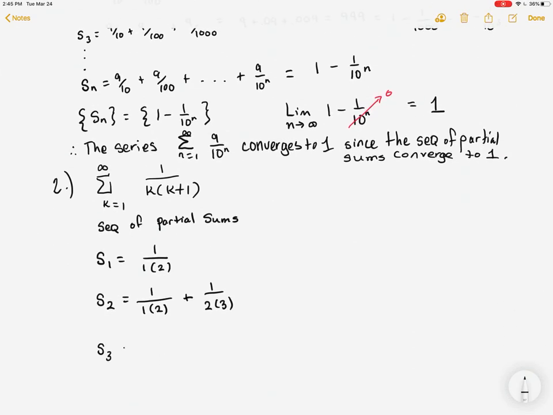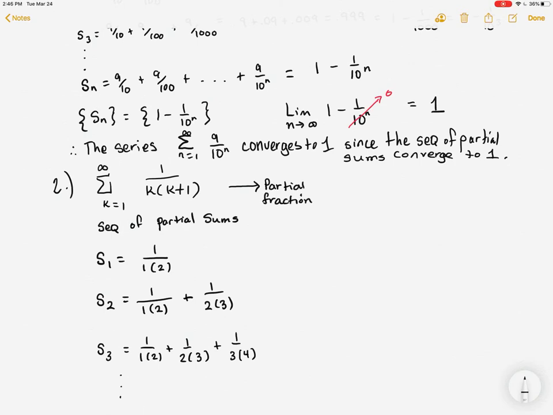The next one, S3, is the sum of the first three terms. So the first term plus the second term plus the third term. So it's a half plus a sixth, a half plus a sixth plus a 12th, and so on. In this form, it's kind of hard to see a general pattern, at least I don't see it.